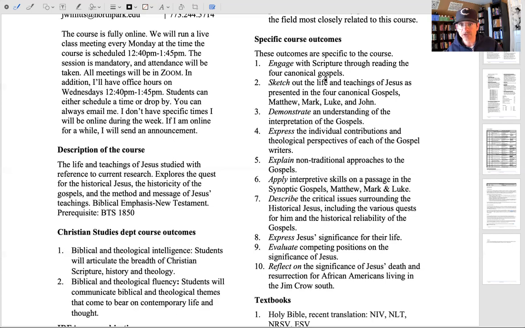Describe the critical issues surrounding the historical Jesus, including the various quests for him and the historical reliability of the Gospels. 8, express Jesus' significance for your life. 9, evaluate competing positions on the significance of Jesus. And then finally, reflect on the significance of Jesus' death and resurrection for African Americans living in the Jim Crow South. We're going to read a very powerful book called The Cross and the Lynching Tree. So number 10 is related to the work in that book.